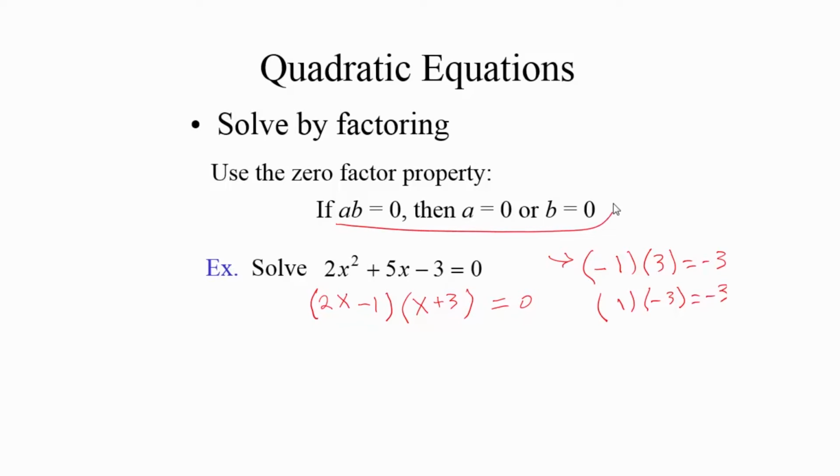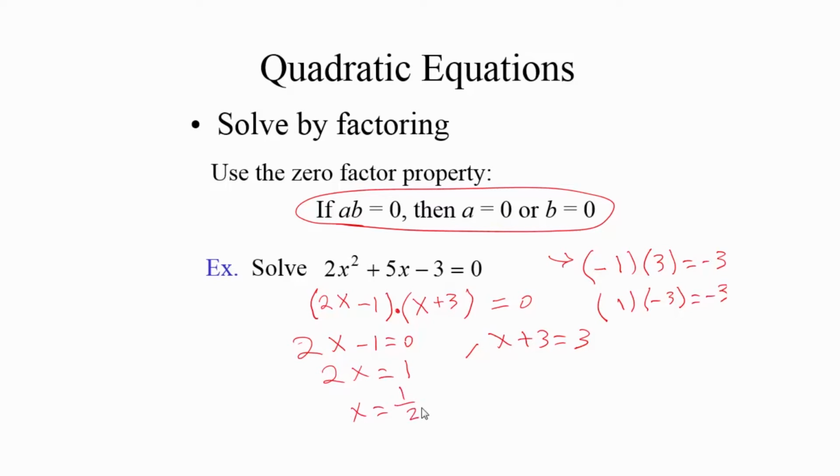Then I use this property that says if a times b is equal to 0, either a is equal to 0 or b is equal to 0. So you have two terms multiplied by each other equals 0. So I say either 2x minus 1 is equal to 0 or x plus 3 is equal to 0. So 2x minus 1 equals 0, this is now linear. That means 2x is equal to 1, so x is equal to 1/2. And x plus 3 equals 0, that means x is equal to minus 3.